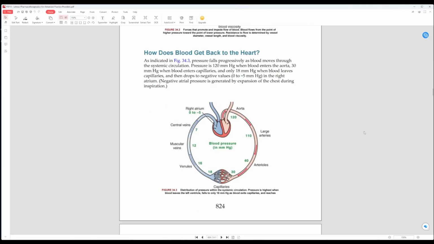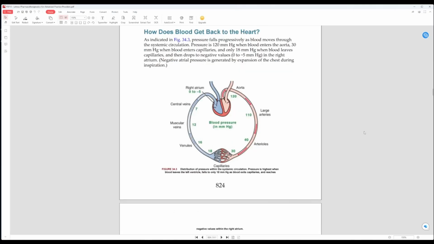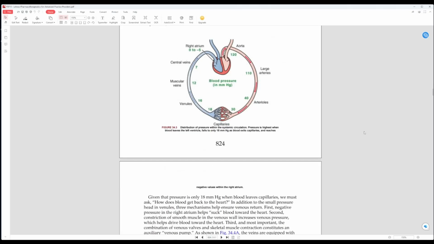So, how does blood get back to the heart? As indicated in the next picture here, pressure falls progressively as blood moves through the systemic circulation. Pressure is 120 millimeters of mercury when blood enters the aorta, 30 millimeters of mercury when blood enters capillaries, and only 18 millimeters of mercury when blood leaves the capillaries, and then drops to a negative value, from 0 to negative 5 millimeters of mercury, in the right atrium. Negative atrial pressure is generated by expansion of the chest during inspiration. So here you take a look at that.